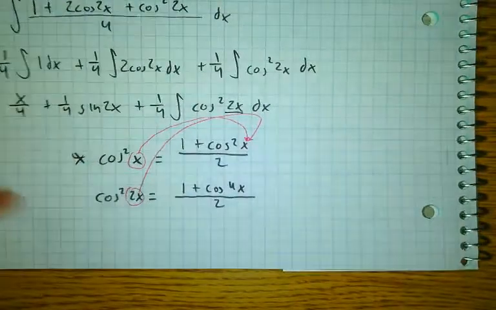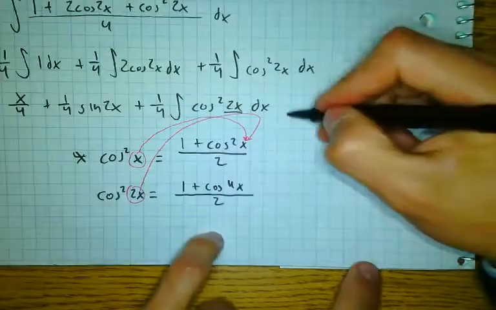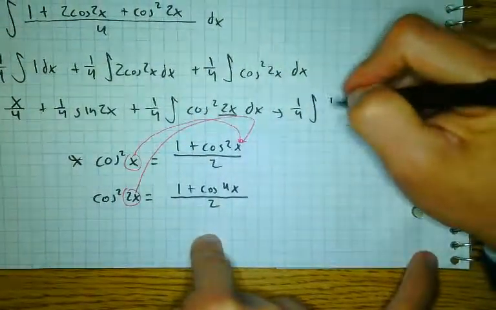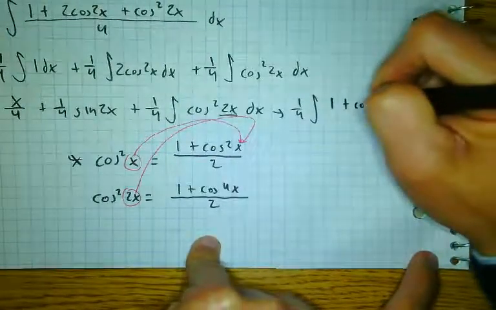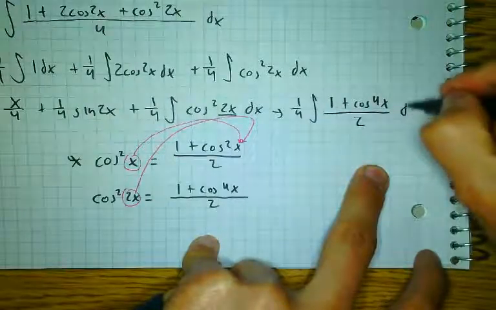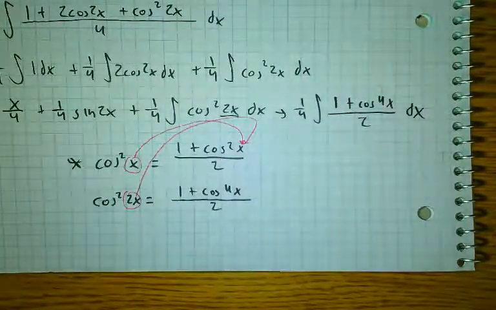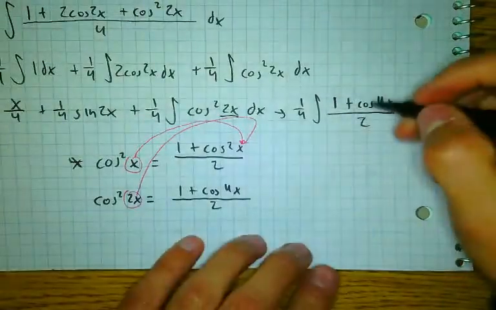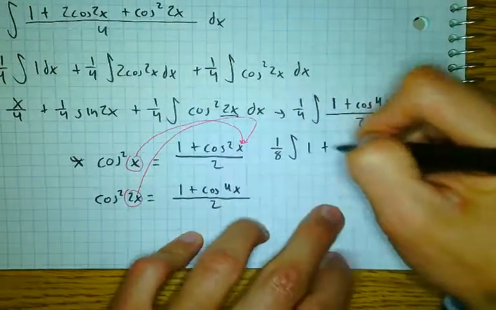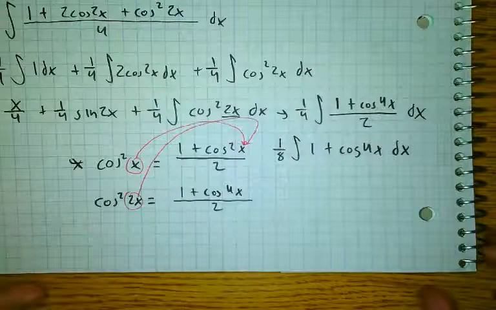Cool? Alright, so now that I know what I need to change it to, I'm going to go to the side. I have a 1/4 integral of 1 plus cosine 4x over 2 dx. I can pull out a 1/2, right? So that would be a 1/8, 1 plus cosine 4x dx, right?